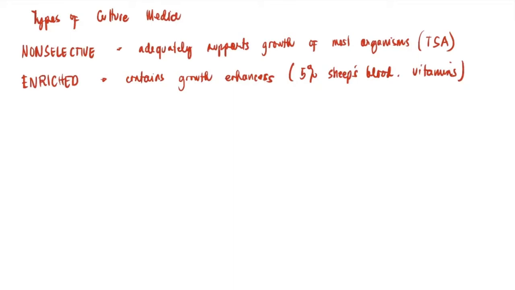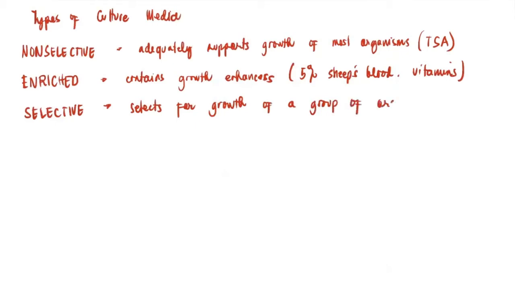Okay? Then we also have our selective media. So yung mga selective media naman, from the name itself, selective, it selects only for growth of a group of organisms. Okay? And nagiging selective siya by adding inhibitory substances.